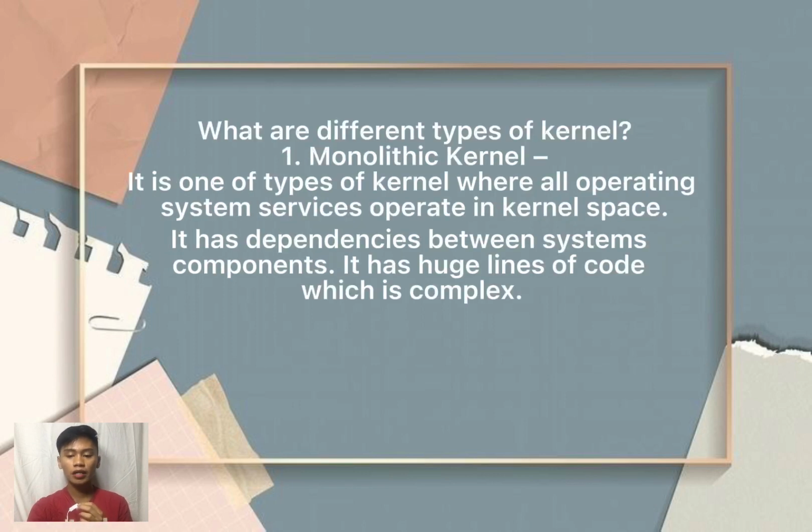The last one is what are different types of kernel. So the different types of kernel are the following. The first one is the monolithic kernel. It is one of the types of kernel where all operating system services operate in kernel space. It has dependencies between system components. It has huge lines of code which is complex.